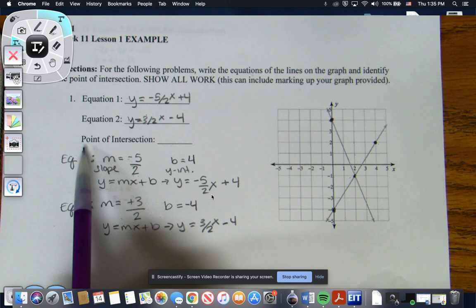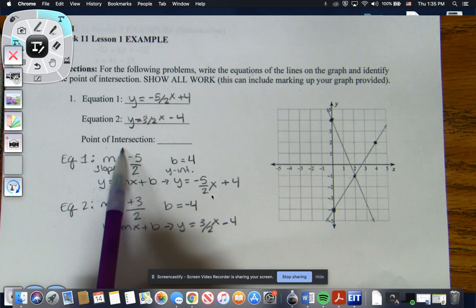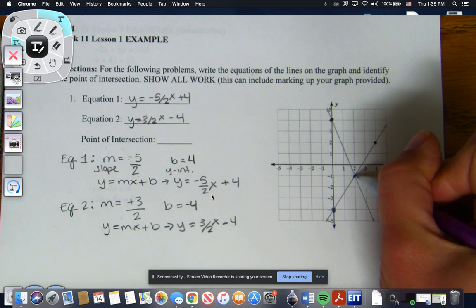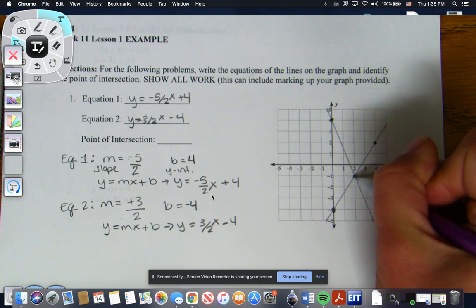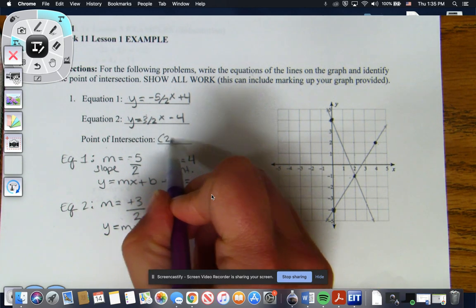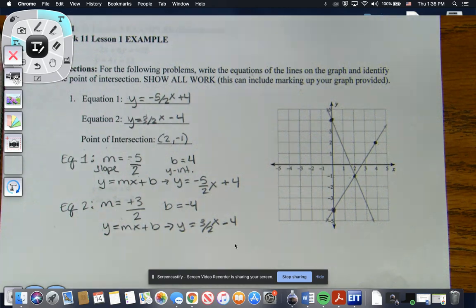So then the last thing this is asking is, where do those lines intersect? So if I come to the point where they cross each other, I have x comma y. So at 2, -1 is my point of intersection.